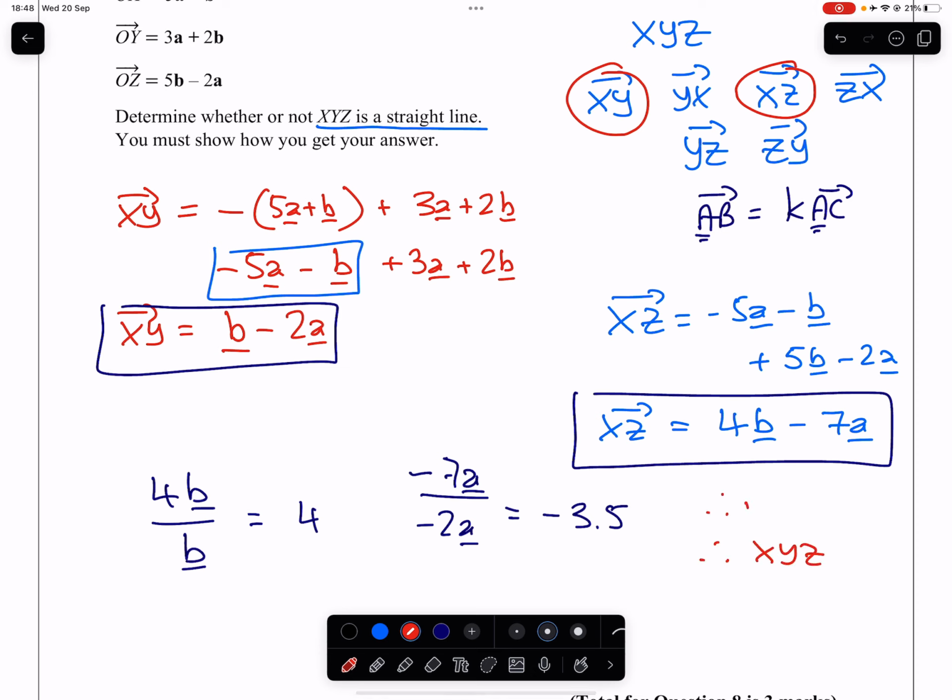You can put here, sorry, therefore not parallel first. It's technically the conclusion from all of the workings we've done here. And if they're not parallel, the two parts of this apparent straight line, then XYZ is definitely not a straight line. Done.